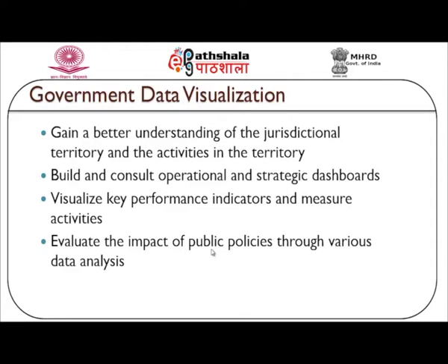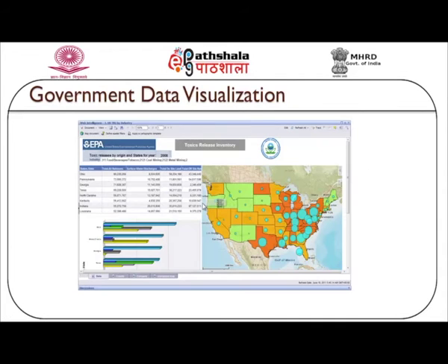They help in visualizing the key performance indicators and measurement activities. We can evaluate the impact of public policies through various data analysis reports. So this is government data visualization. As we can see in the geographical information system, the amount of toxins that has been eliminated by each and every state has been shown in a pictorial map. So the size of the bubble represents the amount of toxin that has been released by each and every state.